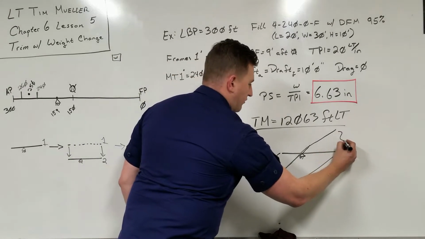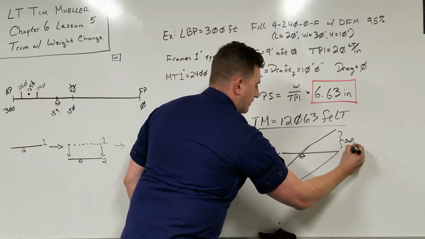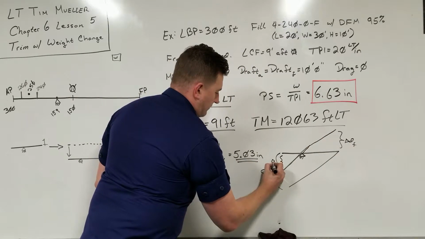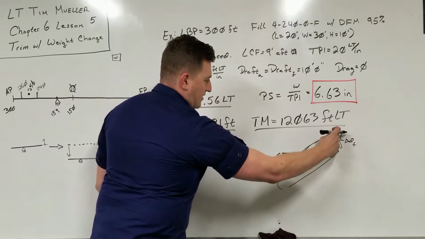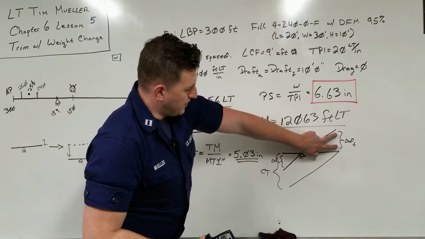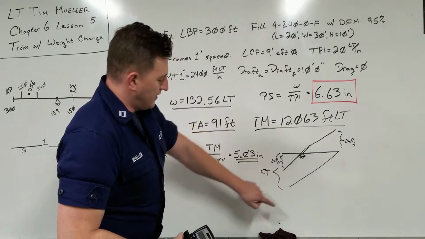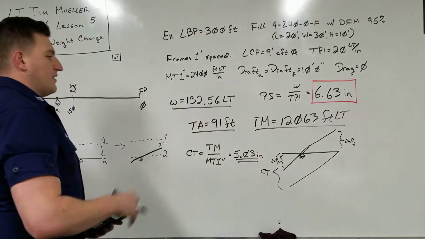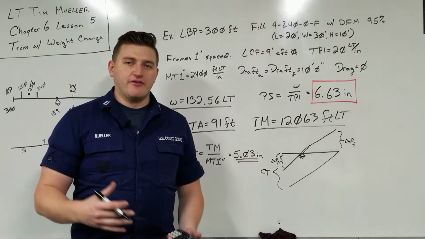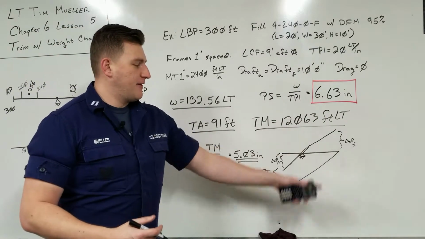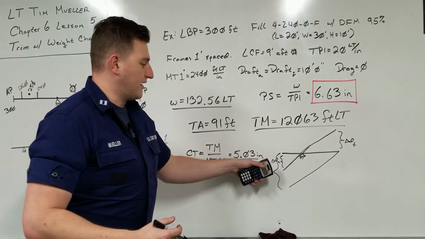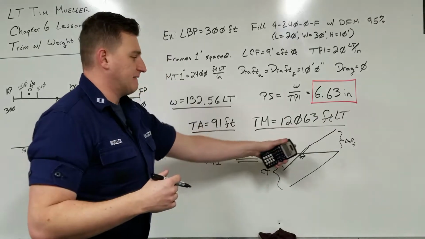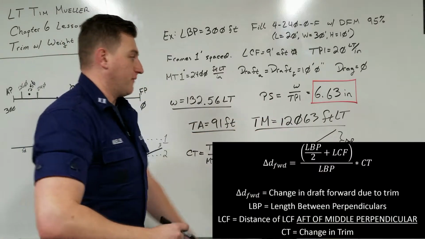This is my delta D forward. And this is my delta D aft. And you see this here is the same as this here. Change in trim equals delta D aft plus delta D forward. Great. Now we just go back to that formula that we had for delta D forward, find out that, then we just subtract that from CT and get delta D aft. Keep everything positive for now, then we go back and assign positive and negative to everything.